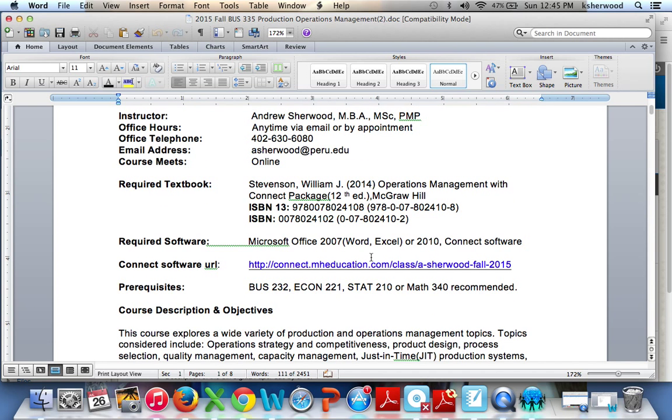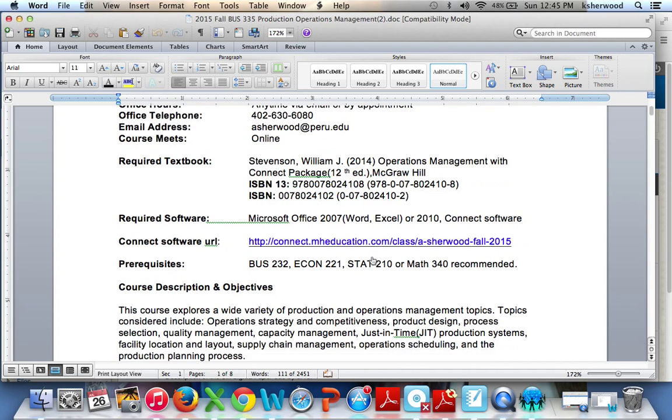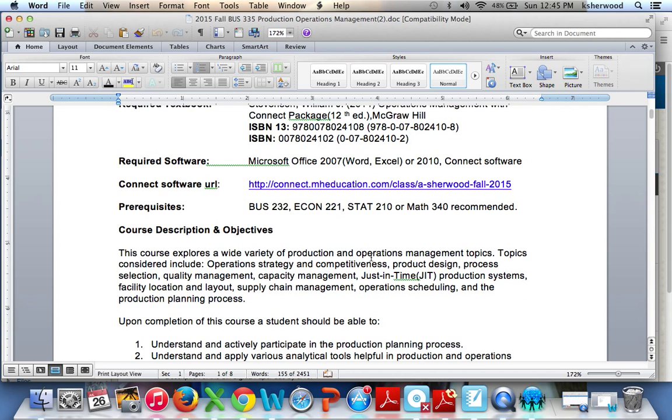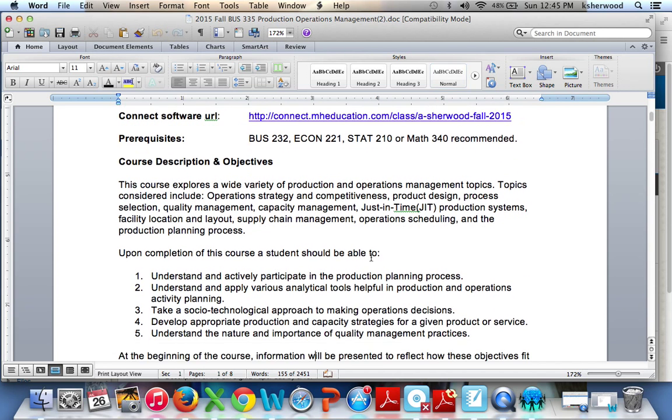Textbook is required for this operations management with the Connect package, as a lot of our work will be done through Connect, the 12th edition. There's your ISBNs to make sure that you pick the right one. Software, there's not a lot, just Word and Excel is fine. There's the link to our Connect class. For those who are not familiar, McGraw-Hill has some of their materials through a web portal that you can use, and we're going to integrate that into this class for some of the stuff we work on. Prereqs, if you're in the class, you probably already took them, so you're aware of what they are.